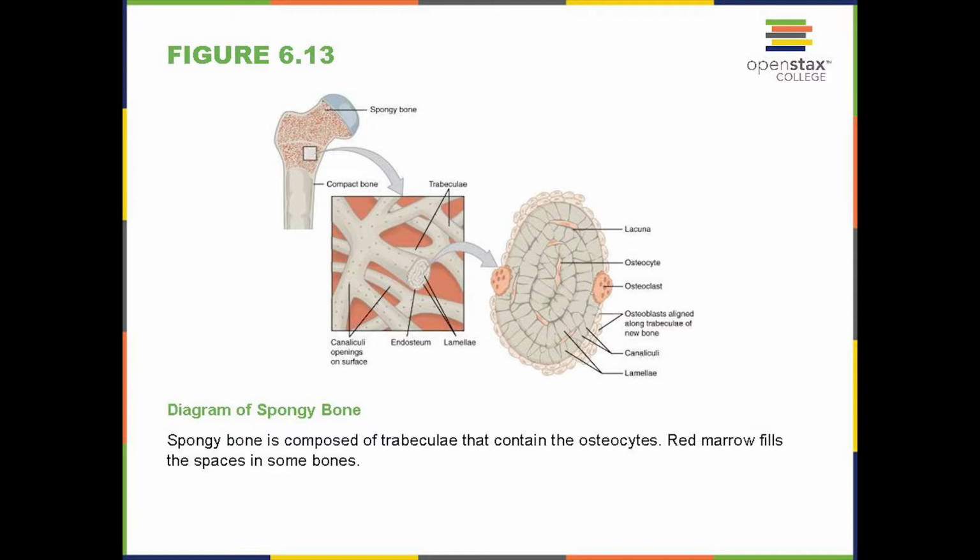So the periosteum is a double-layered protective membrane. It's made up of dense, regular connective tissue. The inner side of it has the osteogenic layer, which contains both the osteoblast and the osteoclast. It's also richly supplied with nerves and blood vessels and lymphatics. Those enter in through the nutrient foramina.